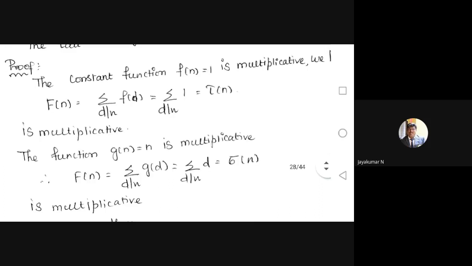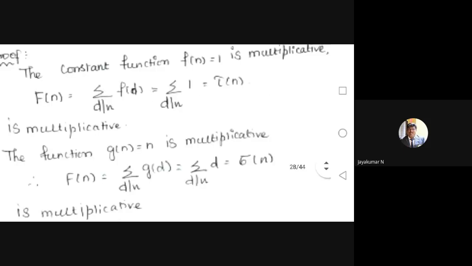In the definition, capital F of n equals the summation over d dividing n of f of d. But here the function is g of n, therefore I am taking the summation over d dividing n of g of d. Since the function is g of n equal to n, g of d is equal to d. So the summation over d dividing n of d is sigma of n. Sigma of n means the sum of the divisors of n, which is the definition of the sigma function.